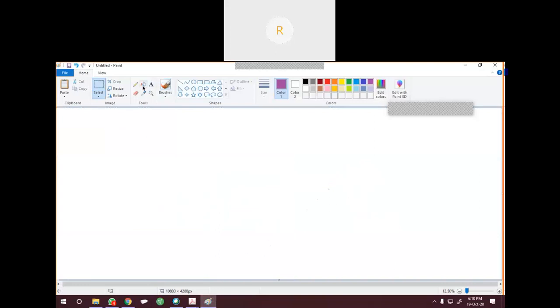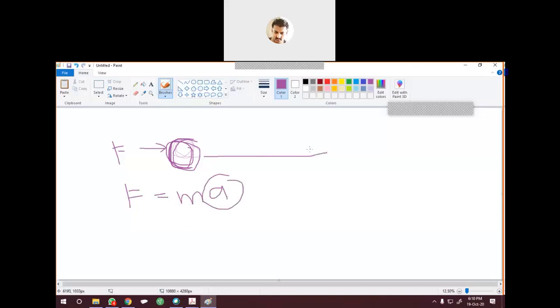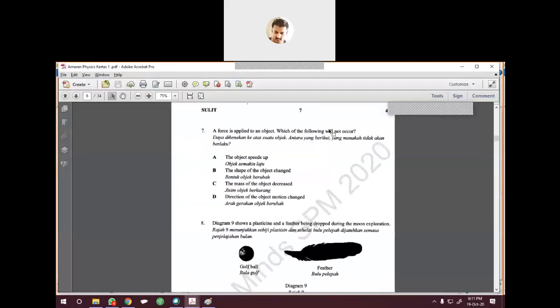Because there is a force. If this is an object, and the object is moving or not moving, we don't care, but we give it a force F. Since F equals ma, and a is acceleration, there will be acceleration on the object. That means the object will have an initial velocity u and an end velocity v. Since there are u and v, there is a change in velocity. So therefore the answer A is correct.